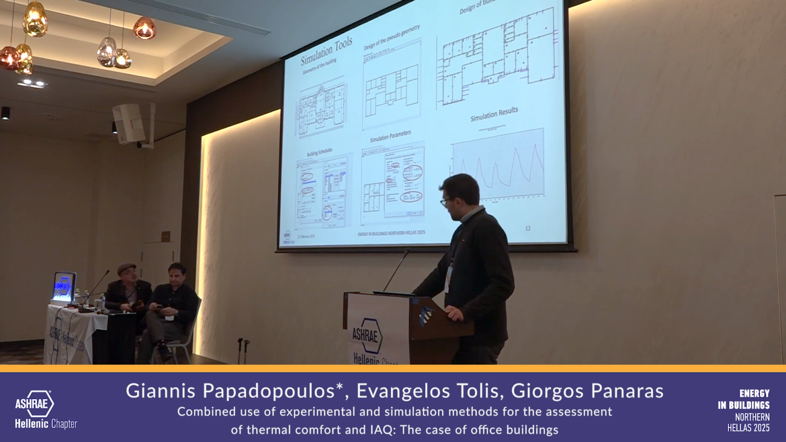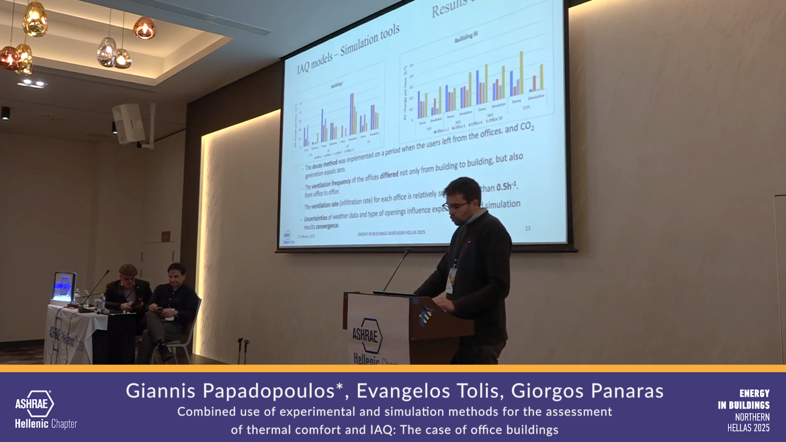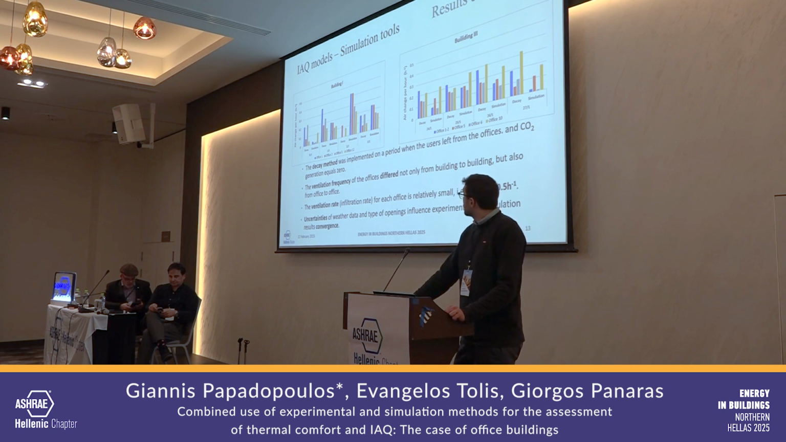And then we do some simulation, and we take our ventilation rate and as well some CO2 results as concerns scenarios. So we take these results and we can compare, as concerns the infiltration rate that this building has, between the CO2 decay and the tracer gas method. So we can see that the decay method was implemented in a period when the user left the office and the CO2 generated is equal to 0.